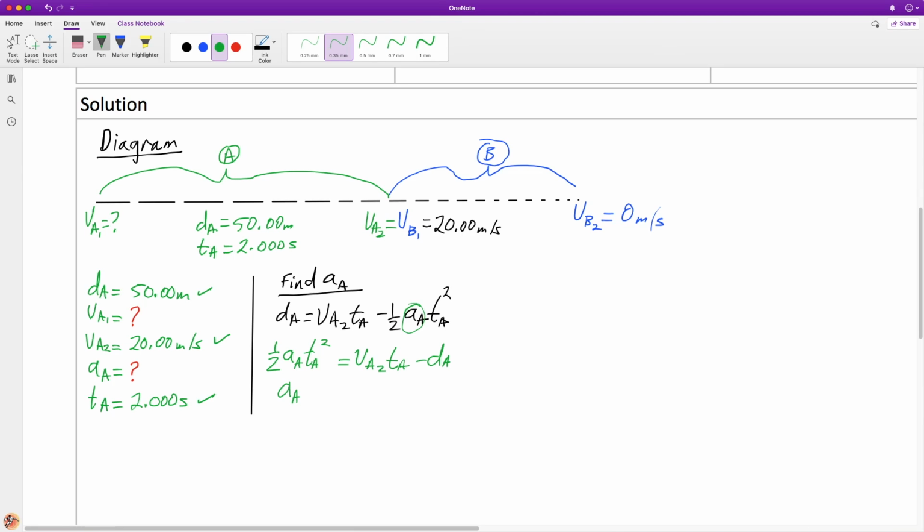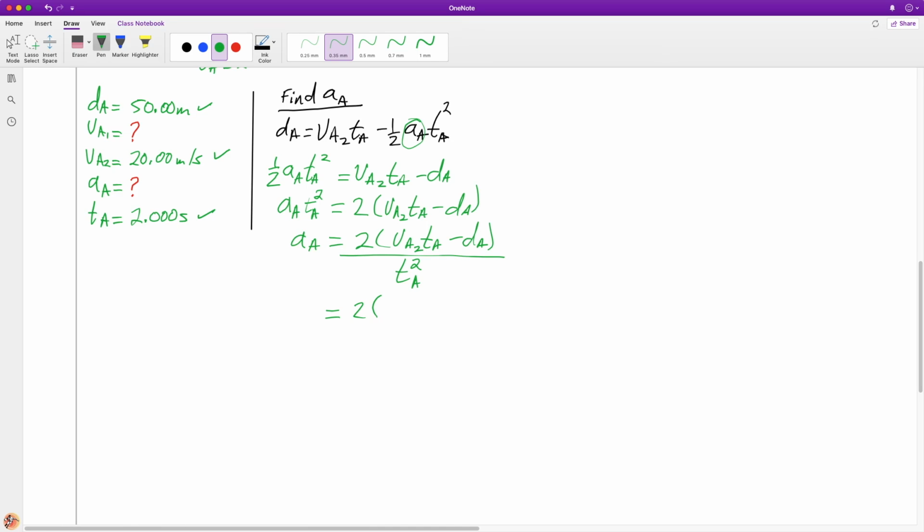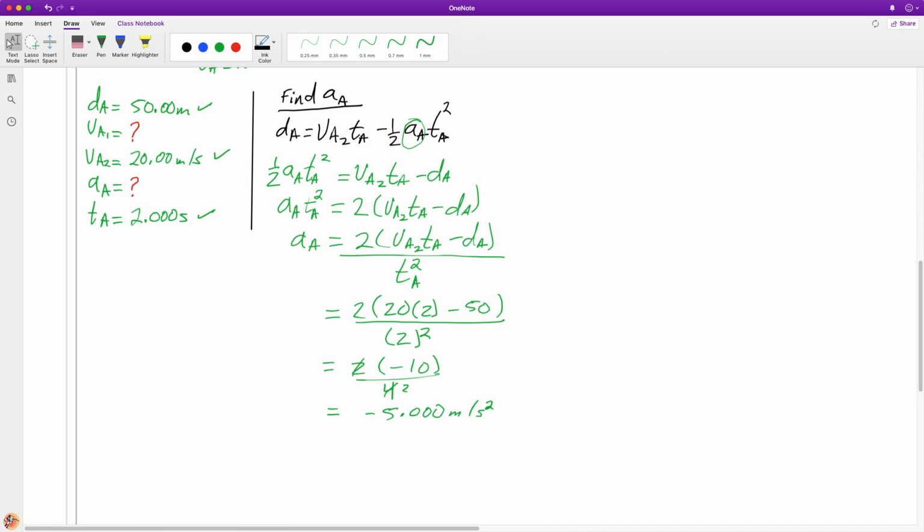All right, so there are multiple steps. We've got 2 bracket VA2 TA minus dA, and don't forget the brackets, those are key. And then of course, to get it by itself, this becomes 2 bracket VA2 TA minus dA all over TA squared, which equals 2 bracket, our VA2 is 20, times 2 minus 50, close bracket, over 2 squared. I'm dropping the sig figs for this part because it makes it a little easier to work. So 2 times 20 is 40, minus 50, that is negative 10 inside there, over 4, which gives us negative 5 meters per second squared. And that is our rate of acceleration: negative 5 meters per second squared.